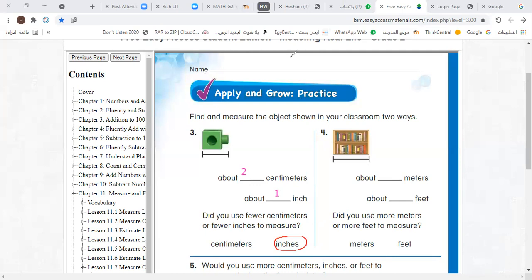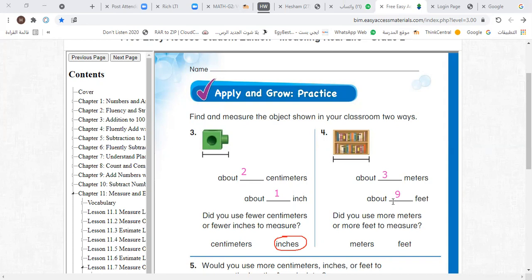Now, grade 2, who's ready to answer the next question? I'll choose Abdullah Muhammad. Hello, Abdullah. How are you? I'm fine, thank you. Abdullah, if the length of this bookshelf is 3 meters and, sorry, about 9 feet, did you use more meters or more feet to measure? More meters or more feet?